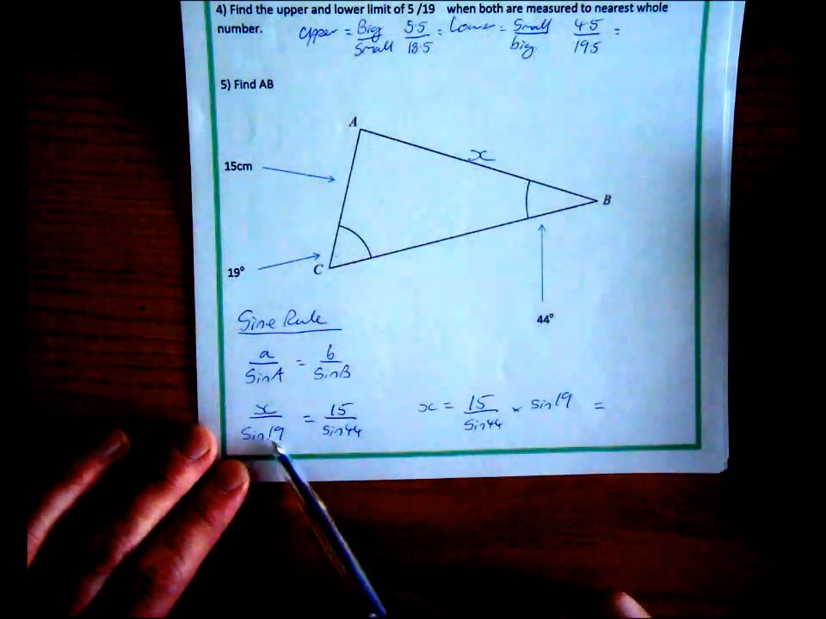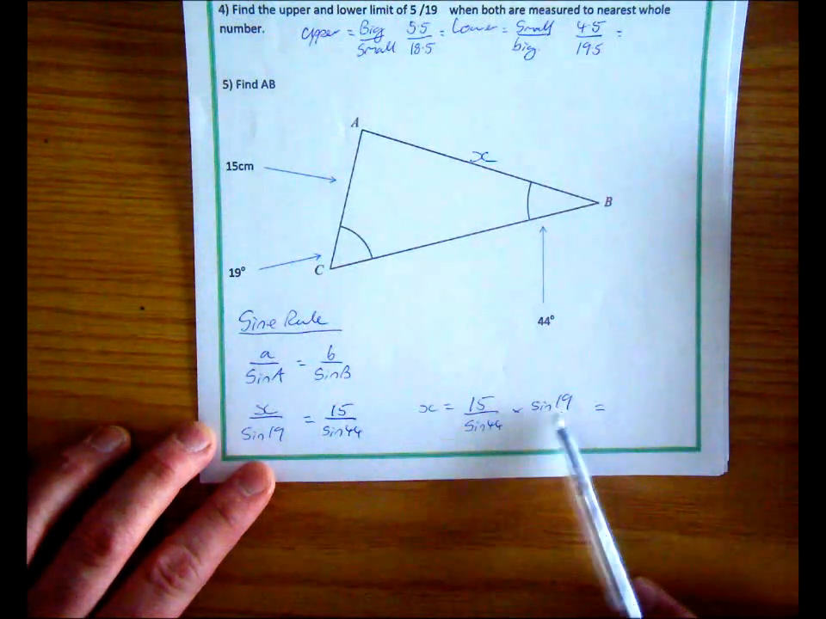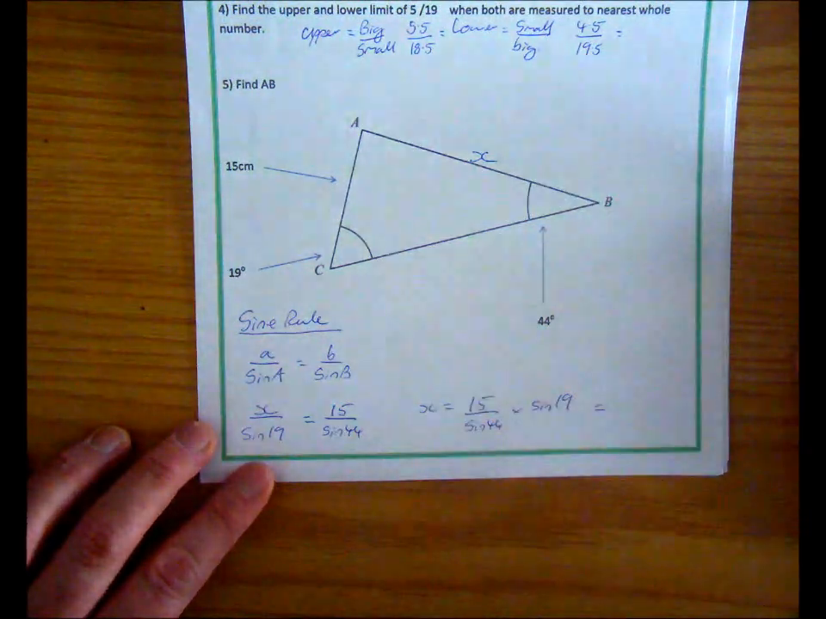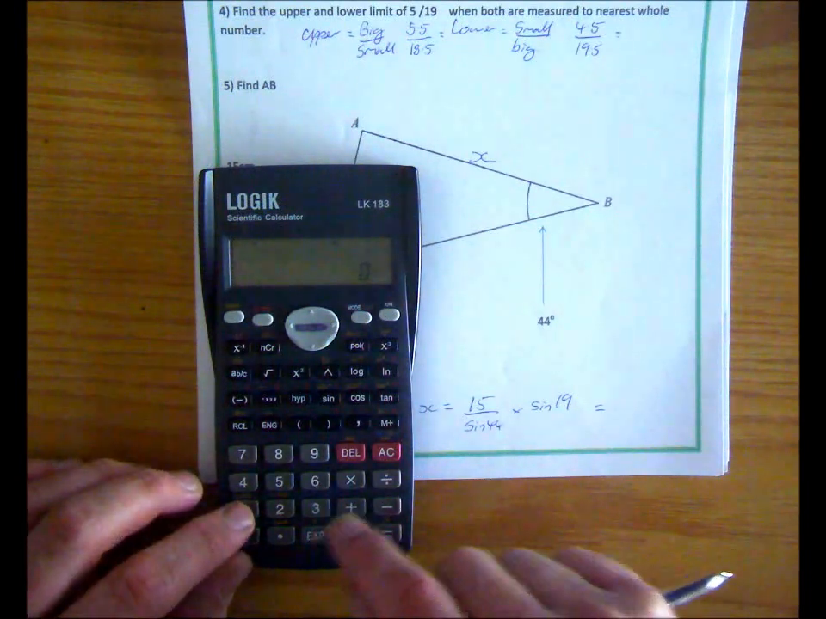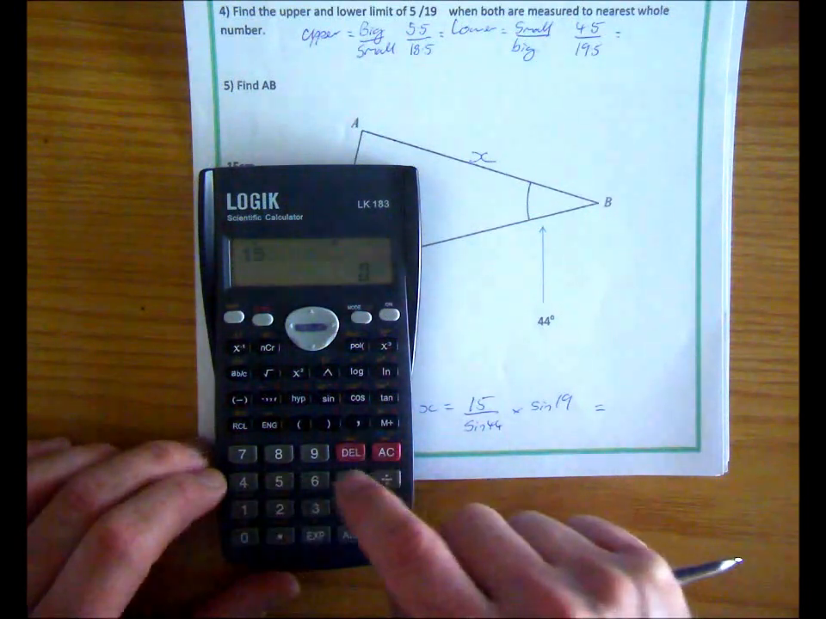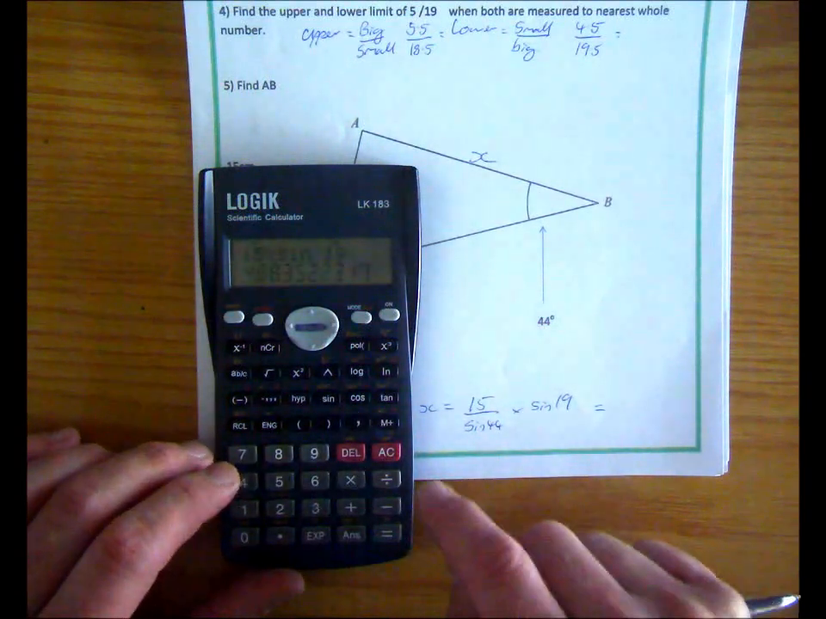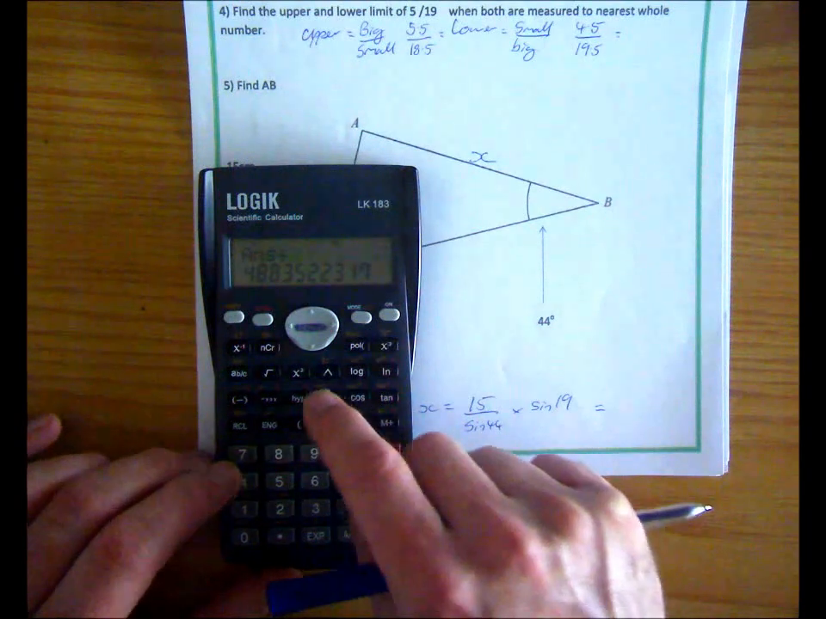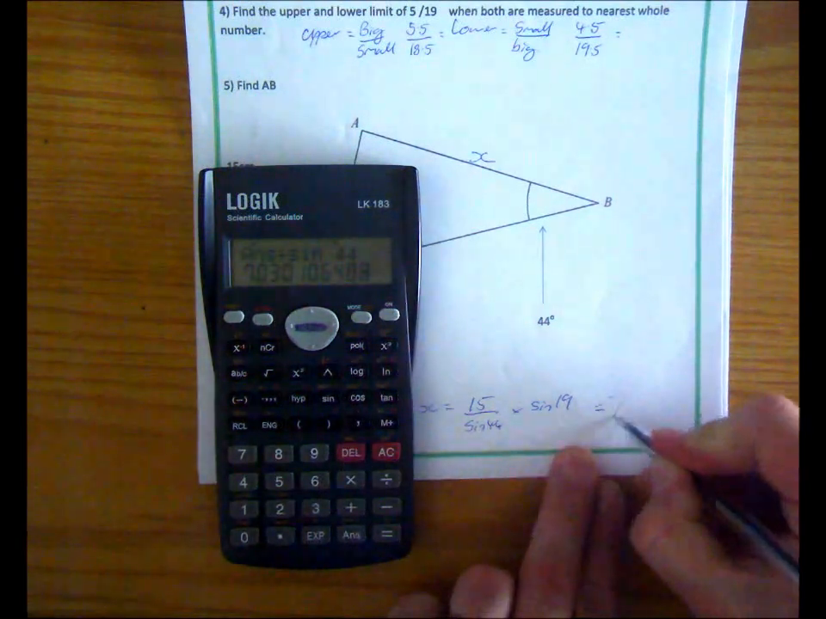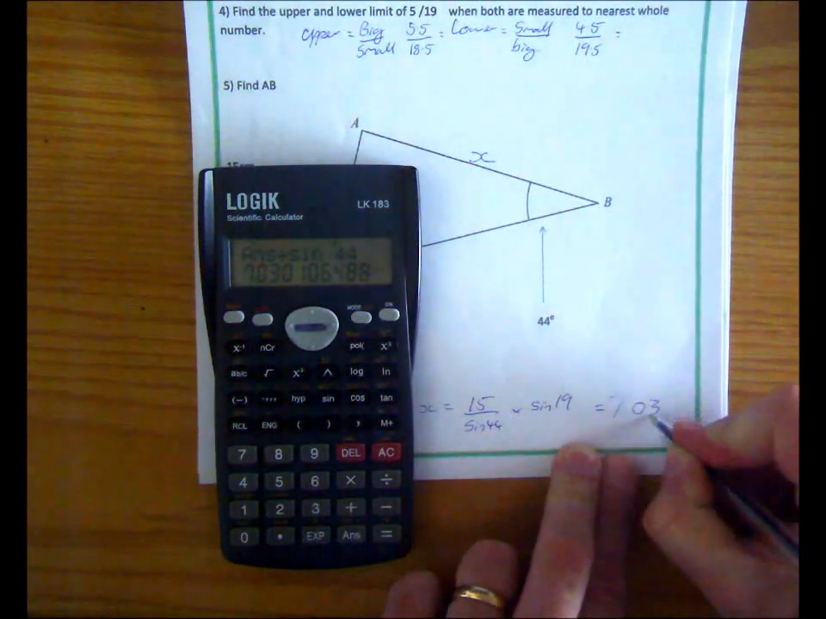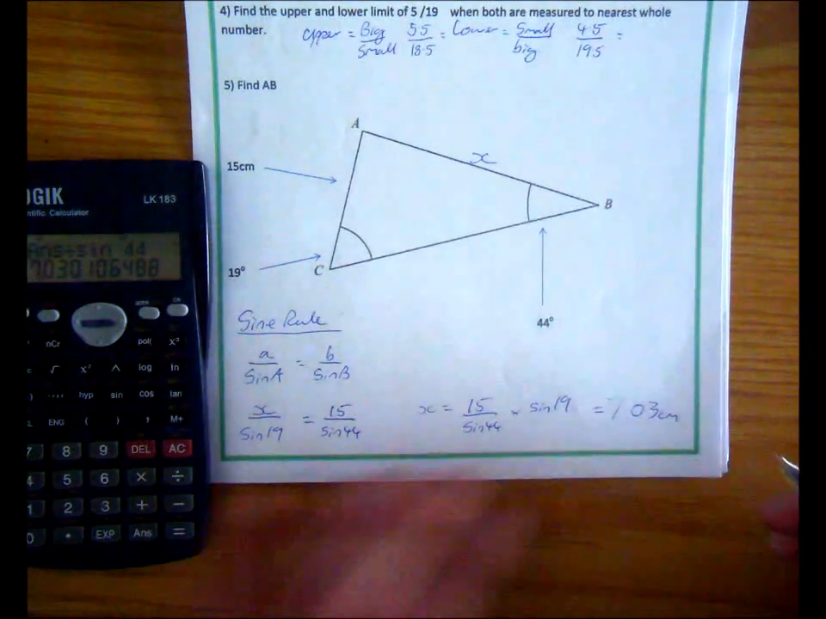So if I multiply up by sine 19, I'm going to have 15 times sine 19 divided by sine of 44, it's going to be x. Make sure my calculator is in degrees. 15 times sine 19 divided by sine 44 equals 7.03 centimetres.